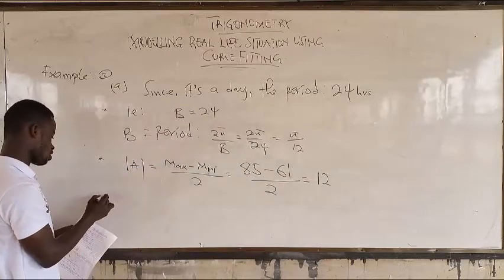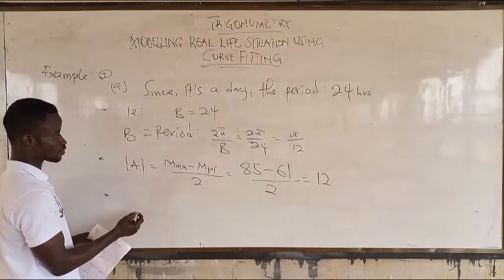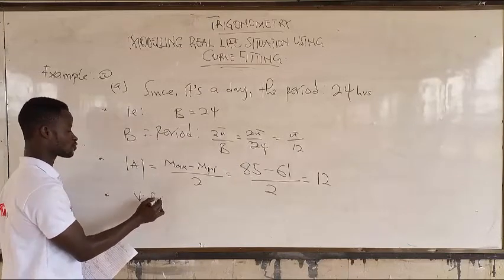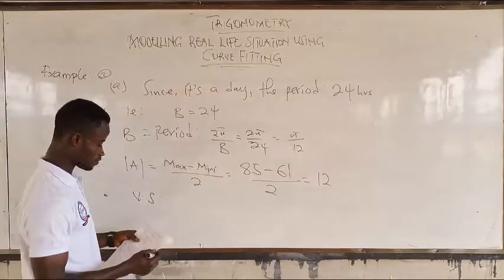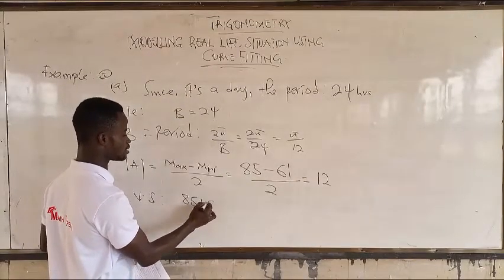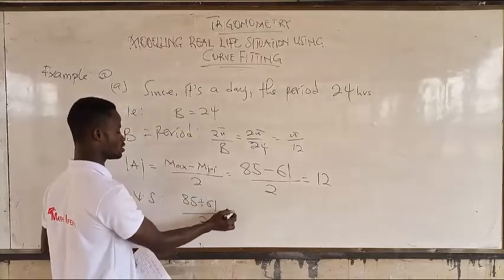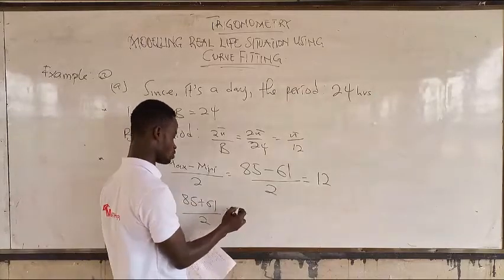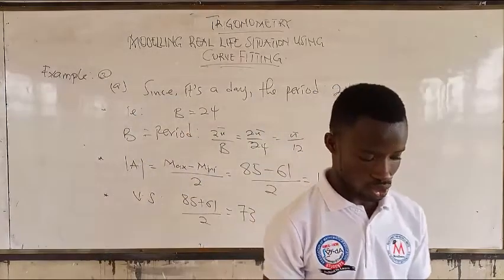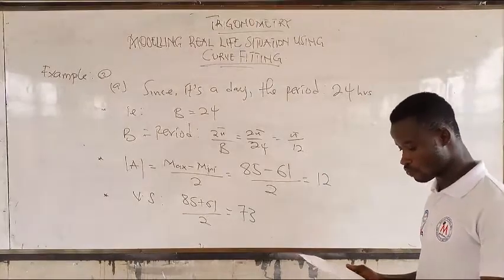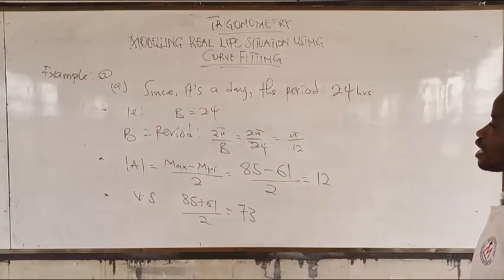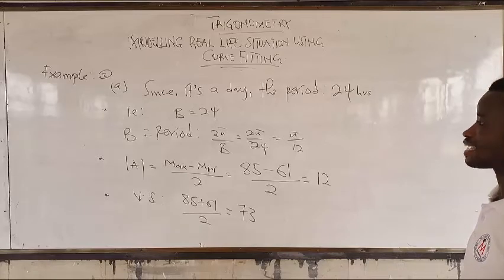Then we go for the vertical shift. That is VS, the vertical shift. And that is going to be 85 plus 61 over 2. You have the formula already, and that is going to give you 73. All right. So now we have to go for it again. I think that is all. So we can now go and write our equation.